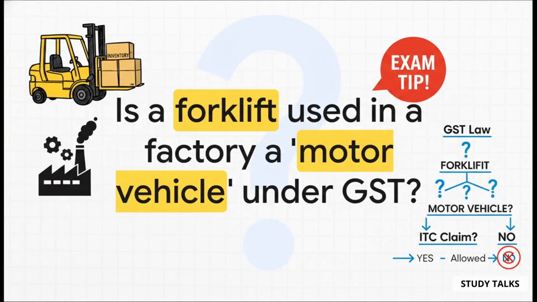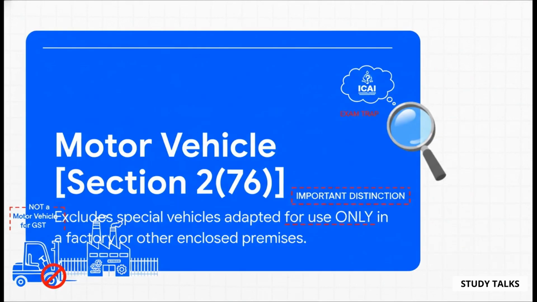All right, pop quiz. Let's get practical. Say you buy a forklift to use inside your factory. Is that forklift considered a motor vehicle under the GST law? Now, this might seem like a random detail, but trust me, the answer to this question has a huge impact on whether you can claim ITC on it later on. And the answer is a big no. Under GST, the definition of motor vehicle specifically excludes special vehicles that are only used inside a factory or some other enclosed premises. So your forklift is not a motor vehicle for GST purposes. This is a super important distinction, and it's a perfect example of how ICAI can test your detailed knowledge.